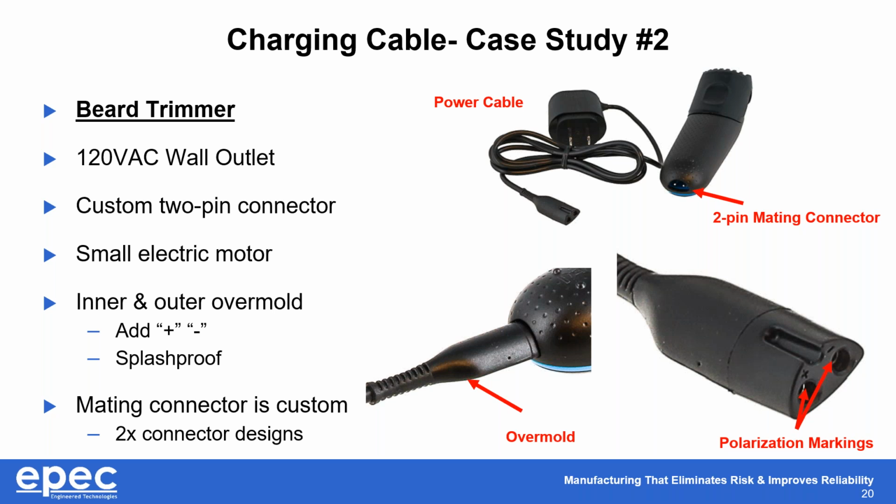The next case study here is a beard trimmer. Also powered by 120 volts AC from your wall outlet. The difference here is instead of interfacing with a micro USB connector, this has a custom 2-pin connector. The power here is coming into the beard trimmer, energizing a small electric motor. But what's critical here is that with the power cable side, you have one custom connector, but you actually have to go and design and invest in the mating connector here in the upper right.